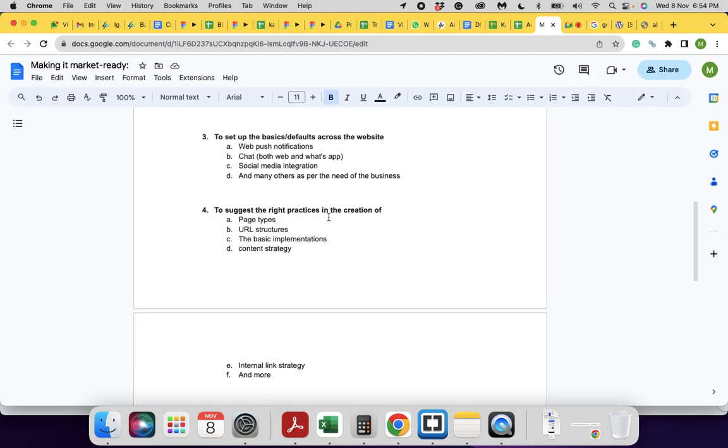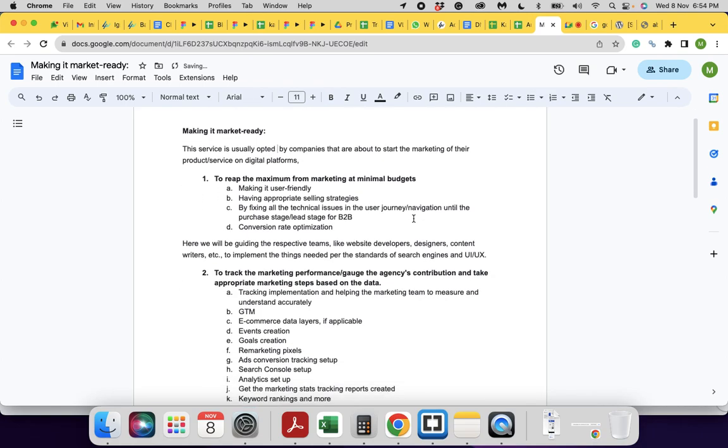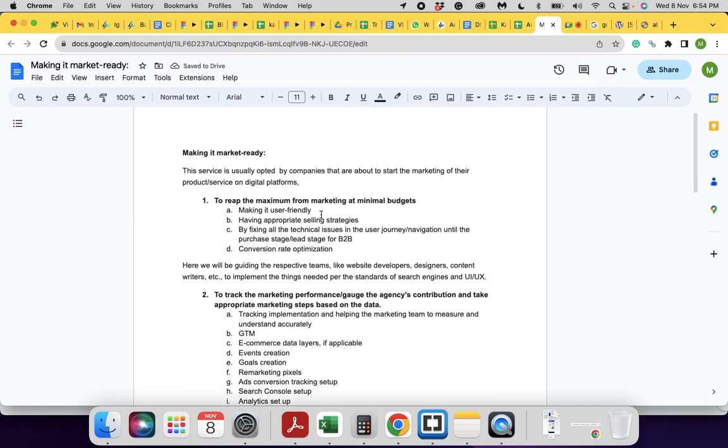This service is usually opted for by companies that are about to start marketing their product or service on digital platforms. This is not really known by many people. Only a few agencies would pitch for this, or they don't even speak about it. They just make it part of digital marketing execution.